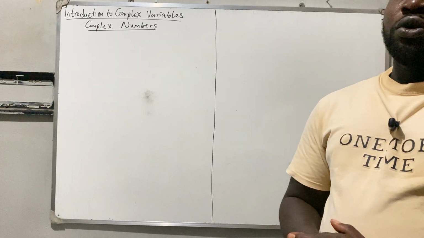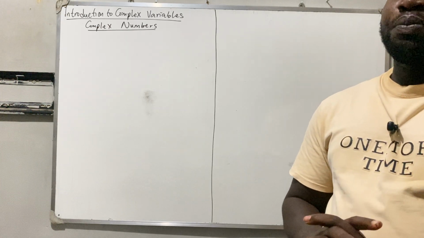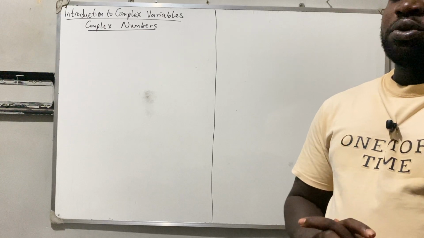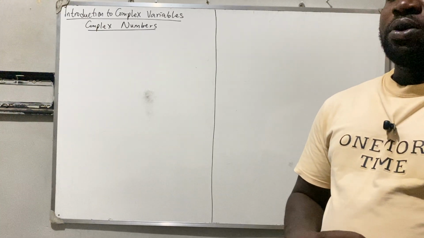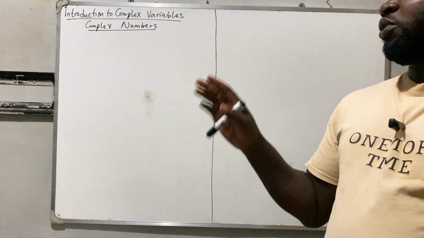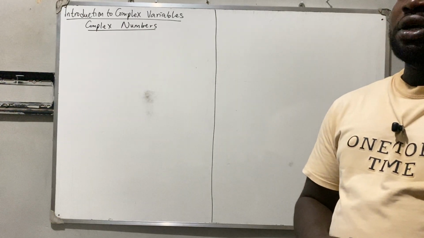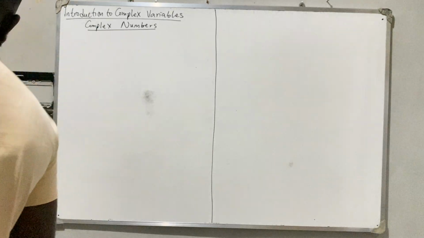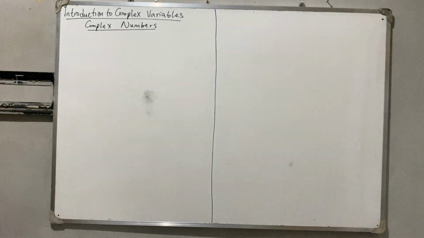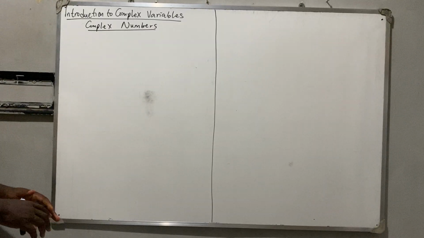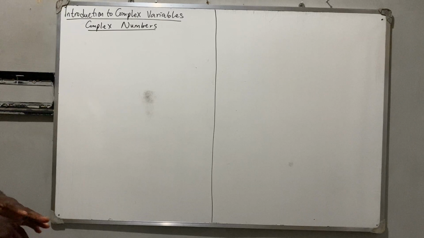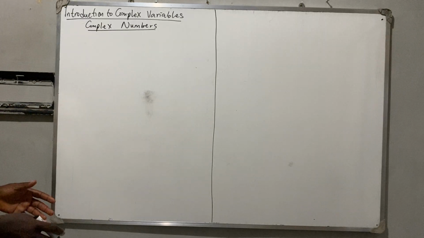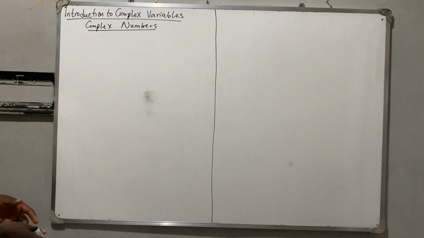Complex number. Though I have a full video on complex number, you can watch it, but I'm going to do some recap on the things you need to know before we move into the main thing, which is complex variables. Okay, now what is a complex number? Well, a complex number is a set of numbers that has both the real and the imaginary part, as simple as that. So a complex number is any number that has the real and the imaginary part.